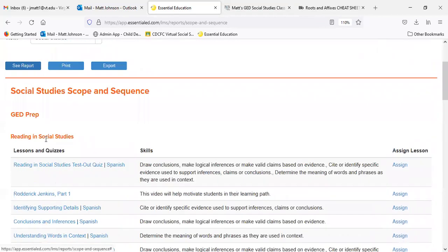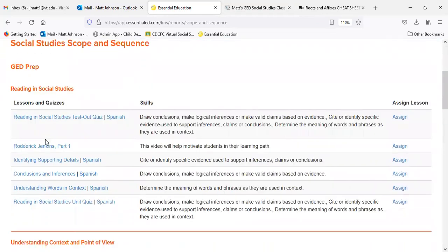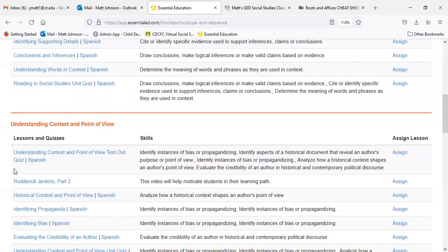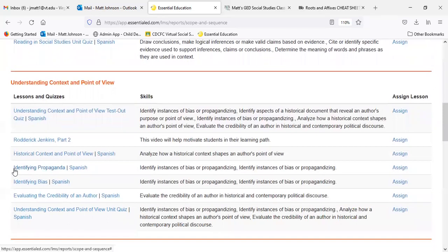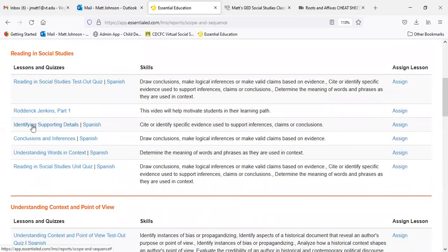So let me find here on my side. So if you guys want to go ahead and open up Essential. This morning, did you guys work in Essential with Rachel this morning?